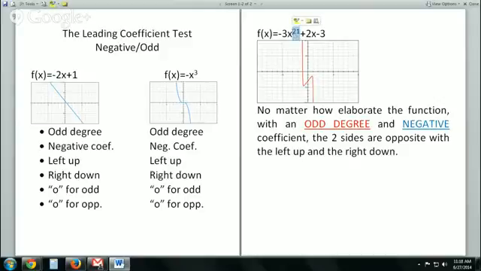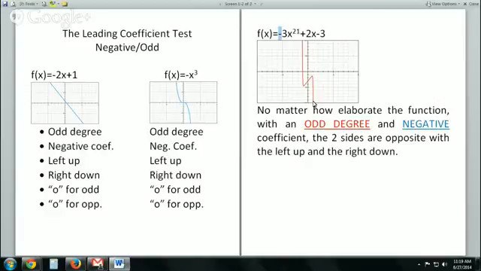An odd degree with a negative coefficient, only the sign matters here, a negative coefficient, an odd degree, the left is pointed up, y goes to positive infinity at the top of our screen, the left side at the top of our screen, and the right side is at the bottom of our screen, the right side of the picture, y goes to negative infinity.